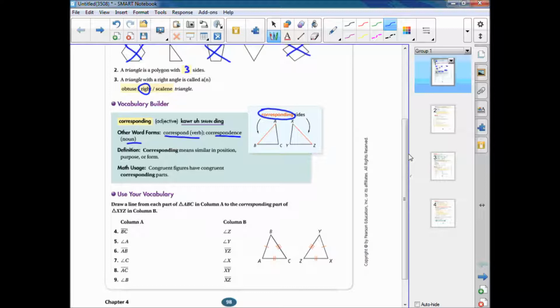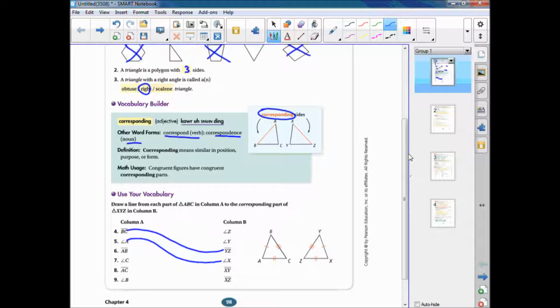All right, so draw a line from each part of triangle ABC in column A to the corresponding part of triangle XYZ in column B. All right, so BC has 3 marks on it, and so does YZ. So BC and YZ are the same. Angle A comes between the one with 1 mark and 2 marks, so angle X is going to be the same.